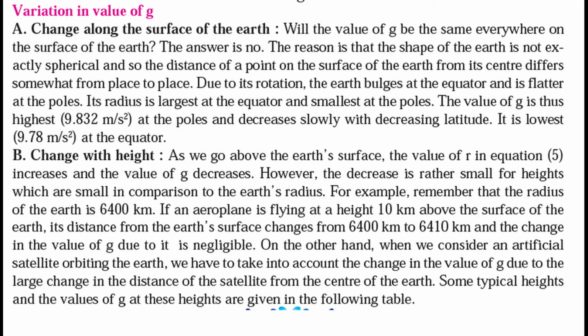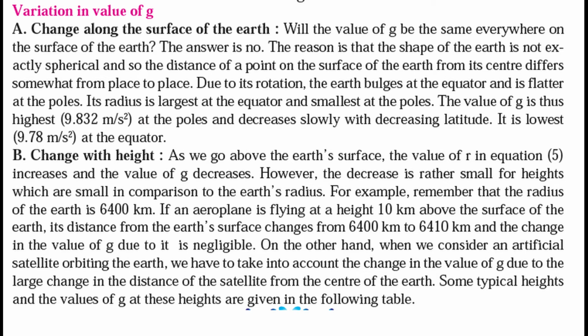Now let us look at some variations in the value of g, small g. First is change along the surface of the Earth. Will the value of g be the same everywhere on the surface of the Earth? The answer is obviously no. The reason is that the shape of the Earth is not spherical. So the distance of a point on the surface of the Earth from its center is not the same everywhere. It differs from place to place.